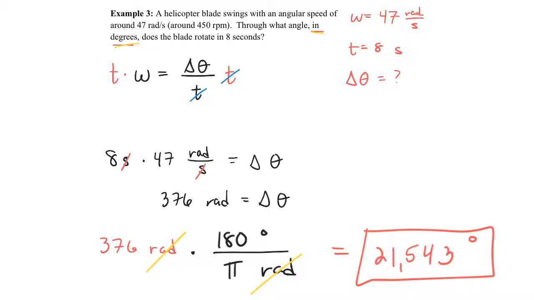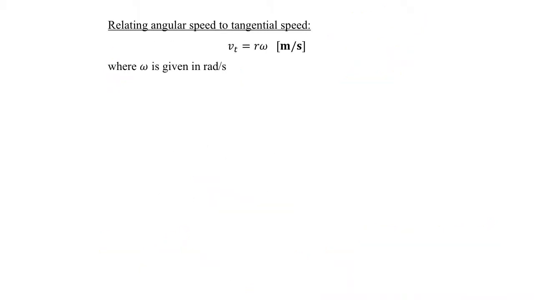All right, let's finish with one more thing. We'll do one more thing and maybe go into a quick example of it. I find this example to be exciting. So we're going to relate angular speed to tangential speed.